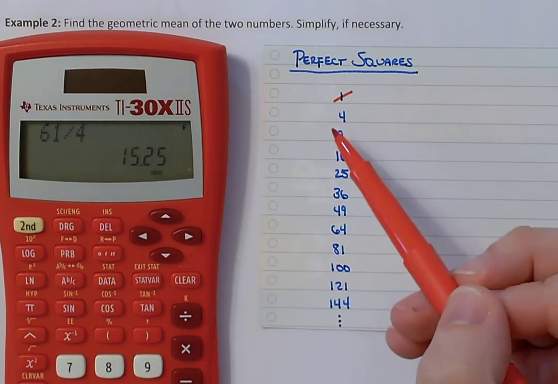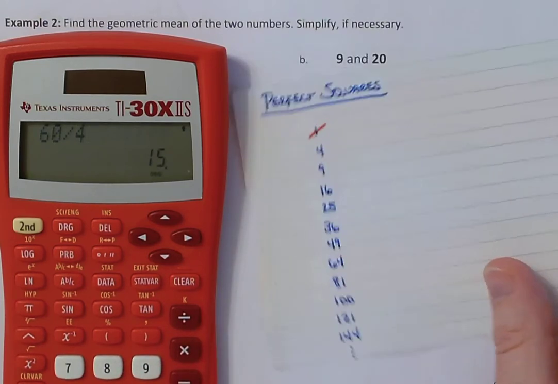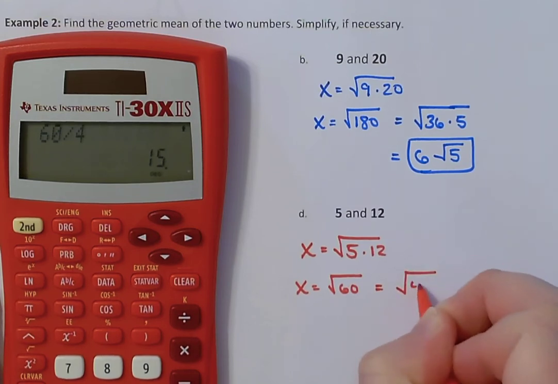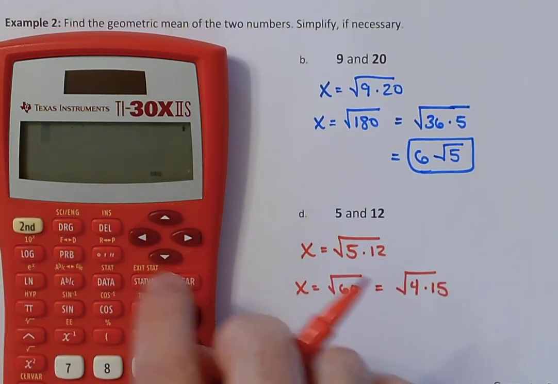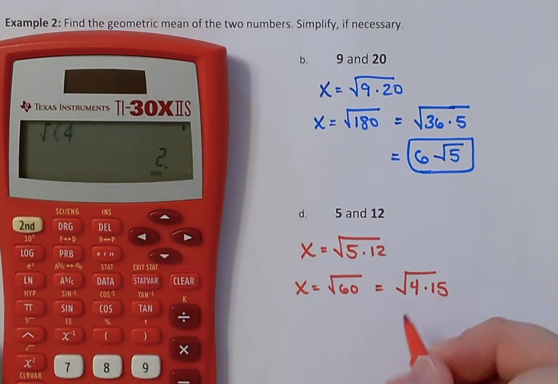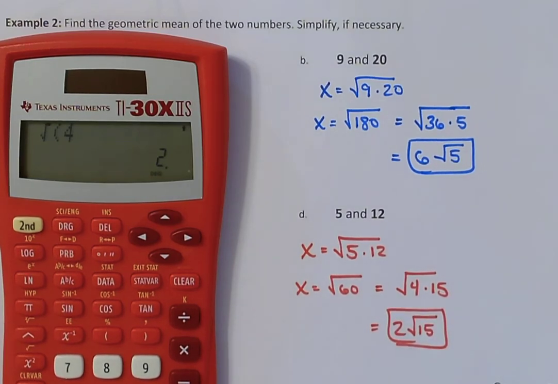Now, in this case, we got 4 to divide in evenly to 60. So what that means is we now have the square root of 4 times 15. I can take the square root of 4, and we get 2. So that means our answer is 2 times the square root of 15. And that is our answer for the geometric mean of 5 and 12.